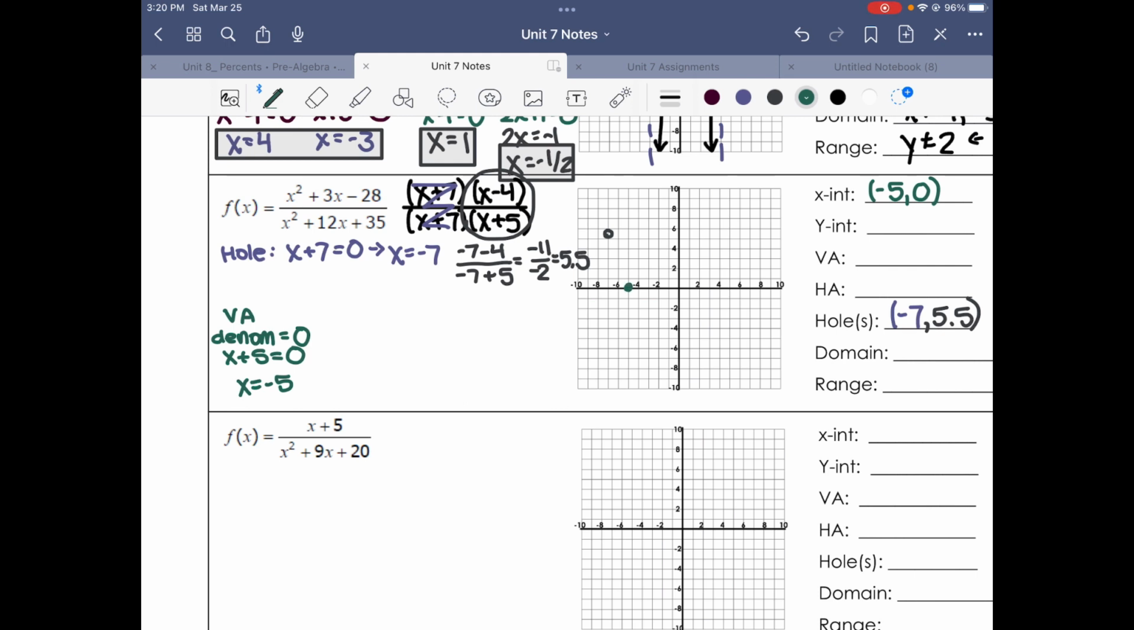Right there. So my vertical asymptote is x equals negative 5.